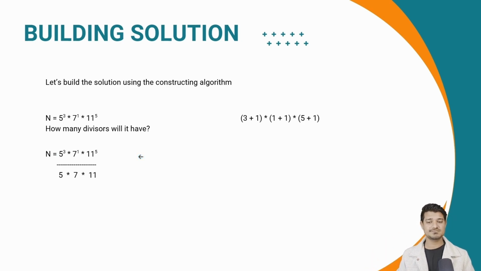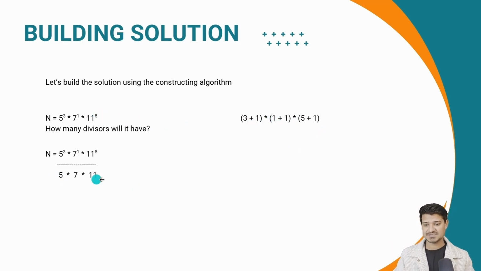Not possible, right? So now we know that only 5, 7 and 11, whatever primes are there in n, only those primes can be there in the divisors, right? Different combinations can be there, but only those primes will be there. That is why as many primes as you have in n, as many blocks you will have there. So 3 primes are there, we have 3 different blocks.